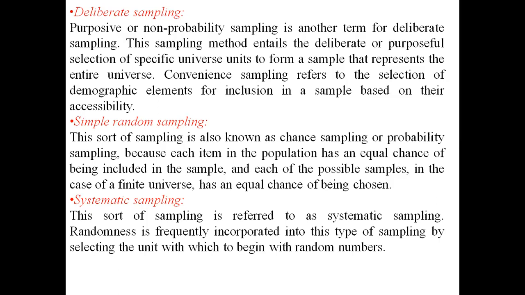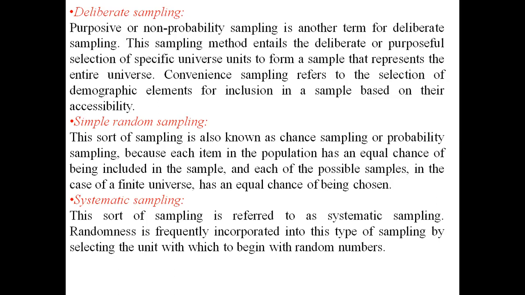Simple random sampling. This sort of sampling is also known as chance sampling or probability sampling because each item in the population has an equal chance of being included in the sample, and each of the possible samples, in the case of a finite universe, has an equal chance of being chosen. To do so, we choose a random starting position and then follow a systematic strategy to work our way through the table. We may begin in the fourth row, second column, and work our way down the column to the table bottom, etc.